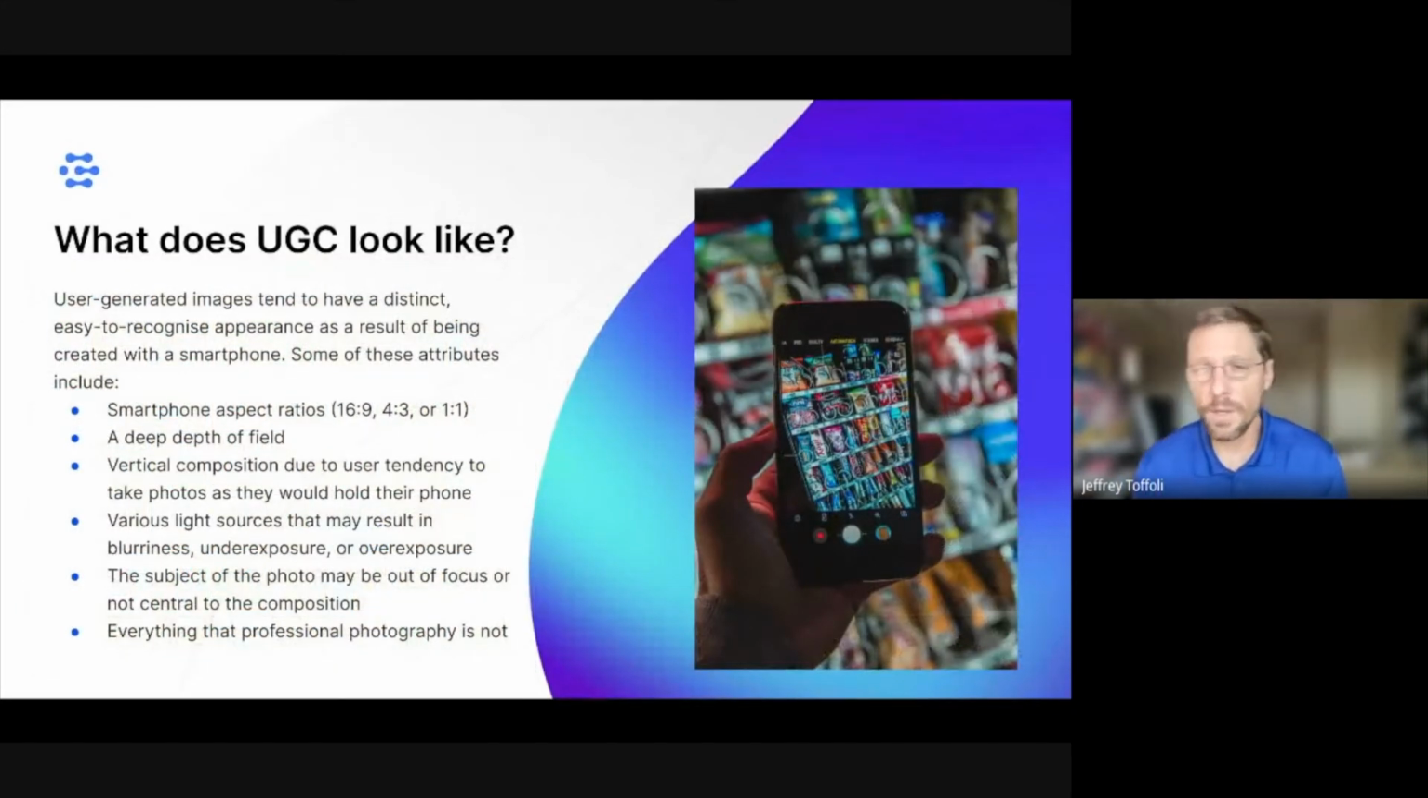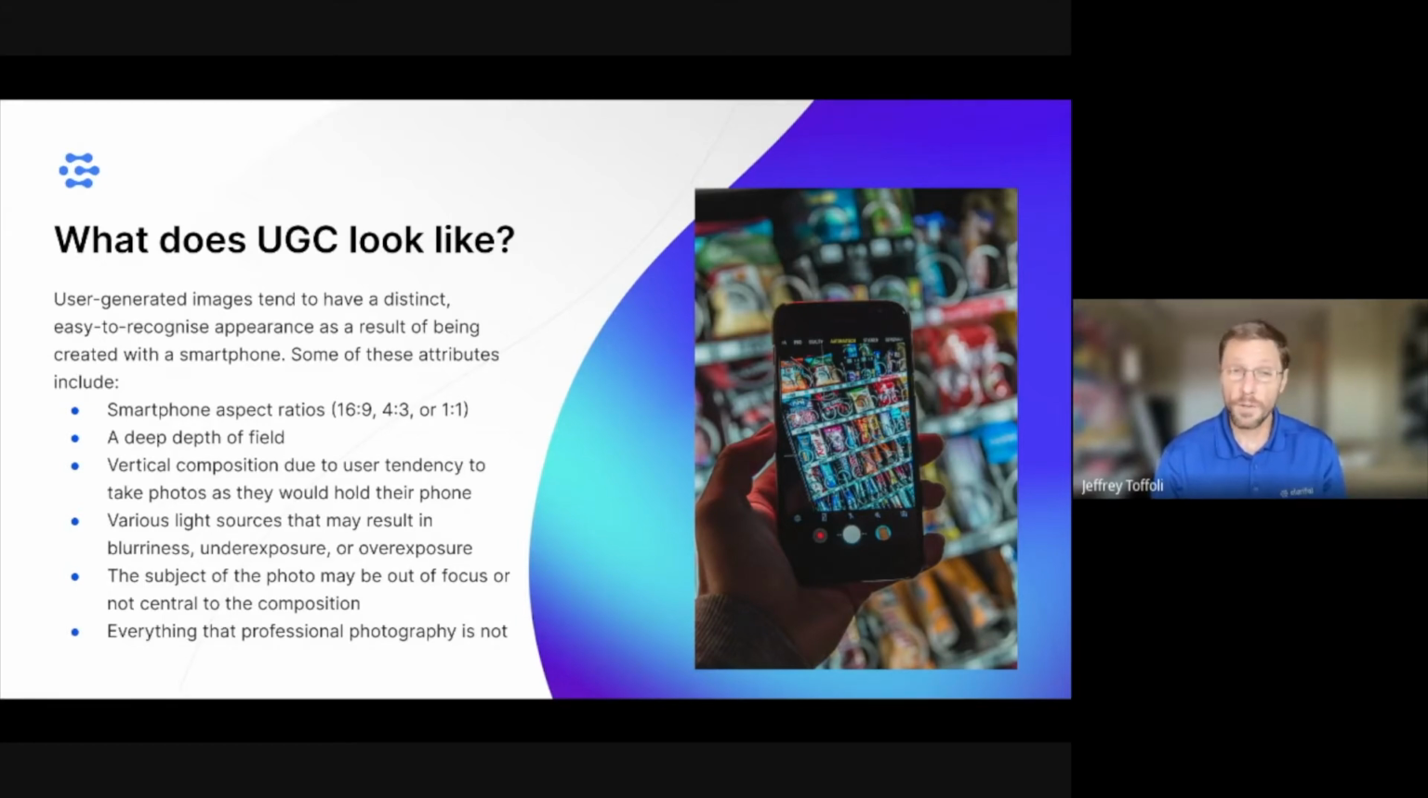Some additional details that we notice about user-generated content that may come in handy. User-generated content images tend to have a distinct, easy to recognize appearance as a result of being created with smartphones. The vast majority of user-generated images are created with smartphones. Some of these attributes include common smartphone aspect ratios, that long-looking phone image, and a deep depth of field, which is to say, unlike the image on the right-hand side where the phone is in focus and everything in the background is out of focus, the tiny lenses used on cell phones tend to give you a deep depth of field so that the things in the back will be in focus and the subject in the front will be in focus.